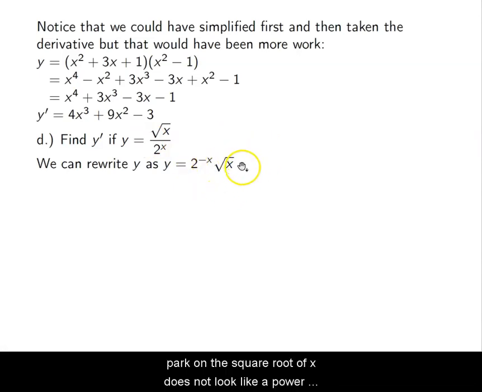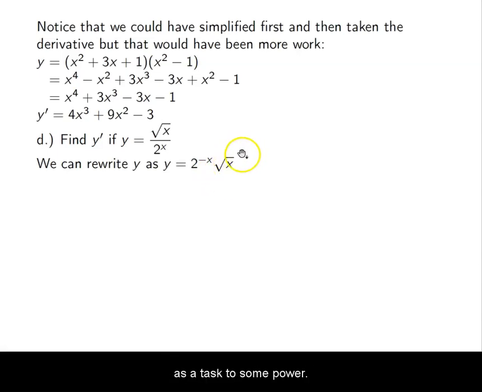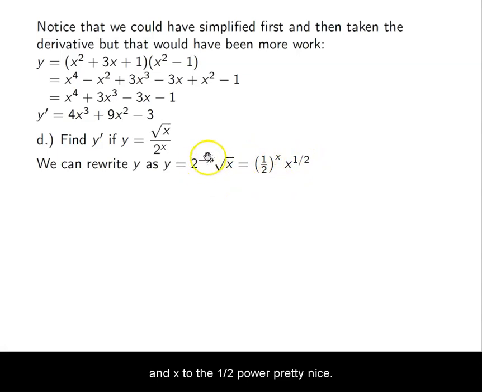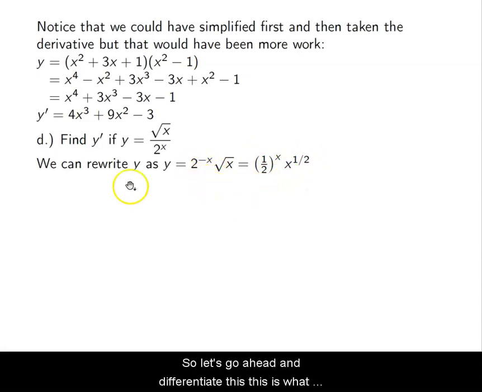I know square root of x does not look like a power function, but it is, right? We can rewrite this as a power function, as x to some power. So again, rewriting this, I can rewrite this as 1/2 to the x and x to the 1/2 power, which is pretty nice. So let's go ahead and differentiate this. This is what I'm going to differentiate. I've taken my function and I've written it in as easy a form as possible for me to start to use derivatives, right? Using the product rule.